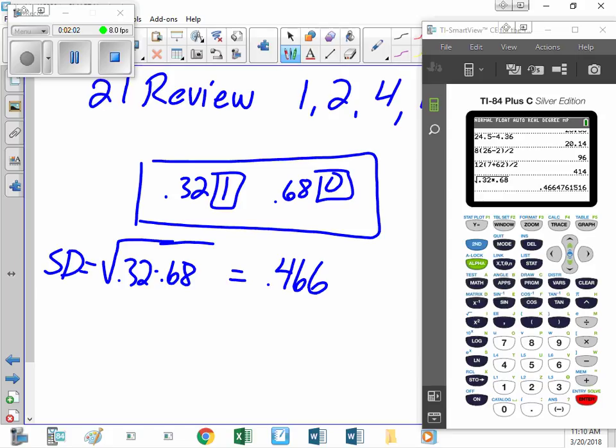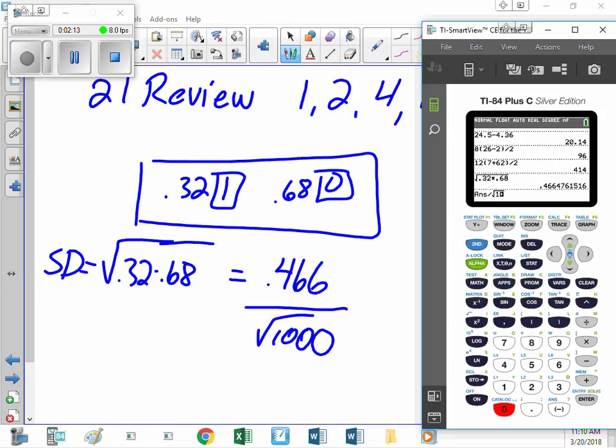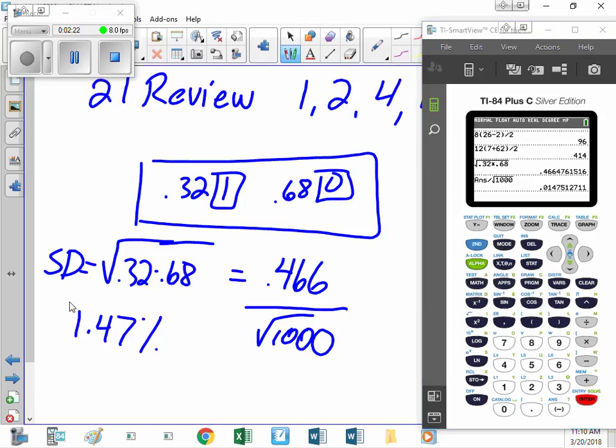Okay. Now I need to create the SE percent. We're going to do the shortcut, divided by the square root of 1,000. And then we need to turn this number into a percentage. So 1.47%. What does that mean? We expect the average of the box to be 0.32 plus or minus 1.47. Okay? We want to create a 95% confidence interval. Oh, wait, no, we don't. That's all we do.